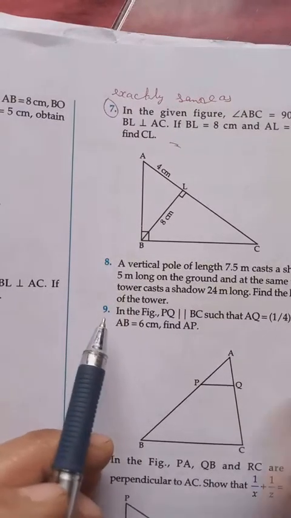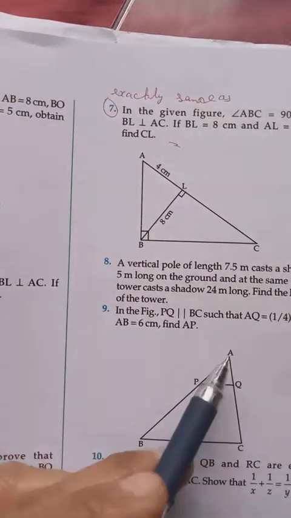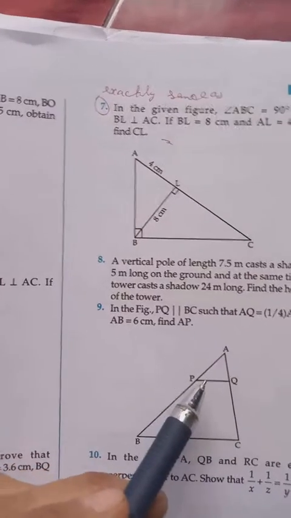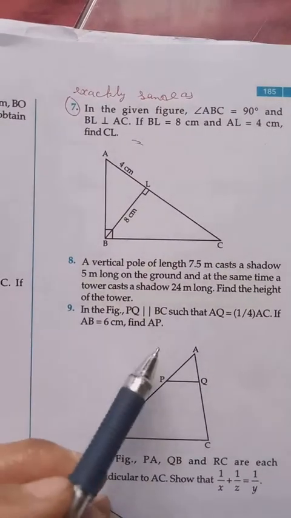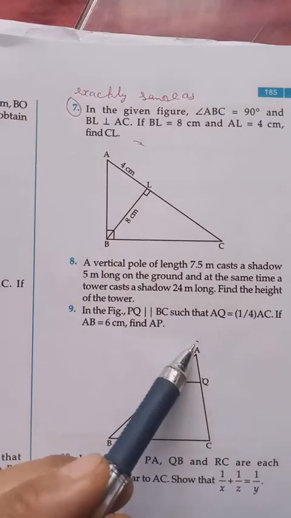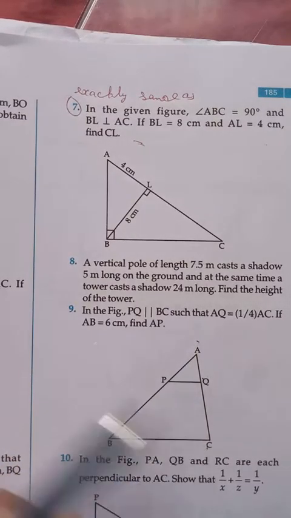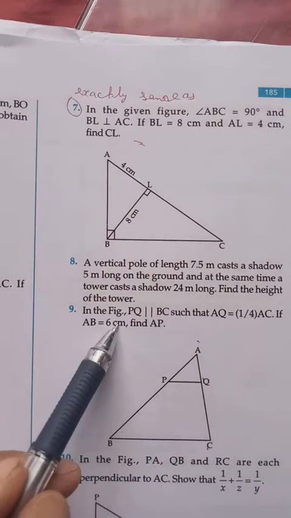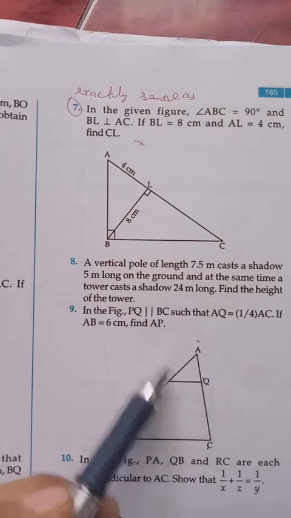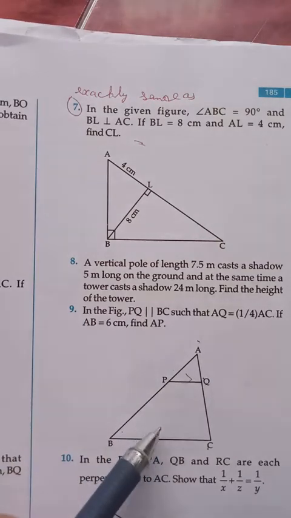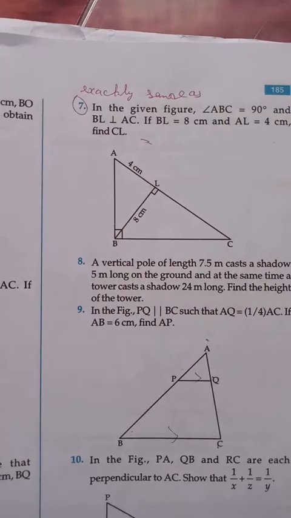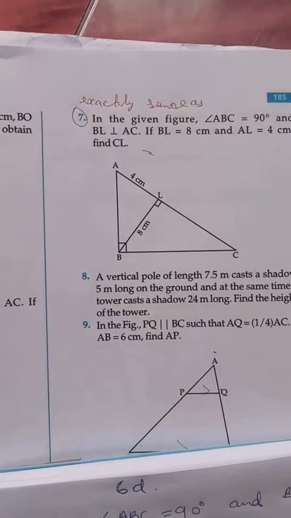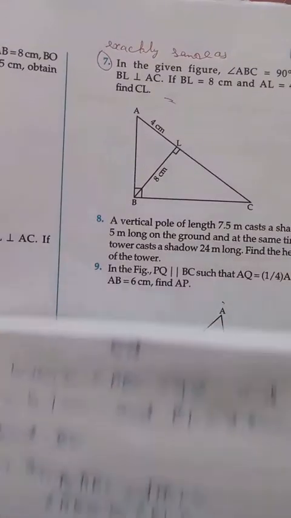Next we go on to question number 9. We have a triangle ABC where PQ is parallel to BC. Then AQ is given to be 1/4 of AC, and AB is given to be 6 cm. We have to find AP. Since these two lines are parallel in a triangle, we can apply Thales theorem. So if we apply Thales theorem, that means the ratio of the sides will be equal.